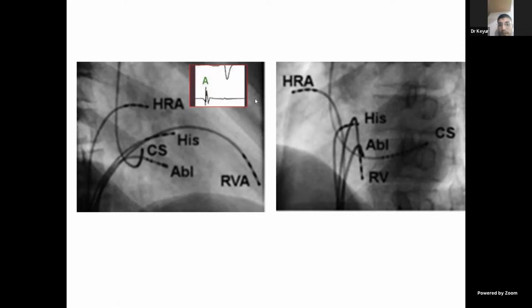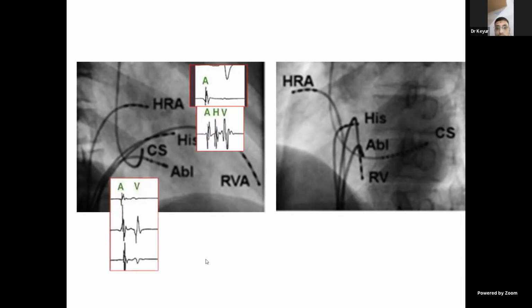Yes, sir. So the high right atrium obviously will record an atrial electrogram. It shows a prominent A deflection. The His bundle will record an A, an H, and a V. And the CS will record an A and a V. And this is usually the shape of the A in the CS. It's a very sharp deflection. This is the A and this is the V.